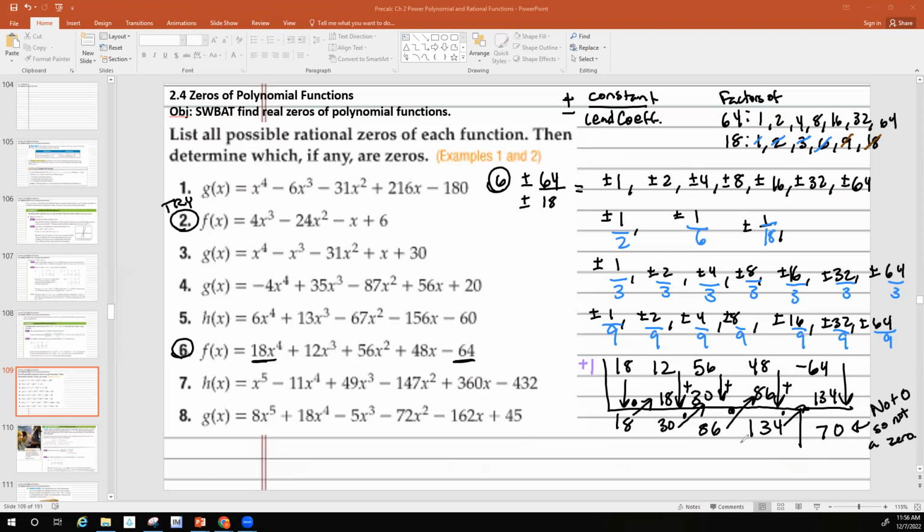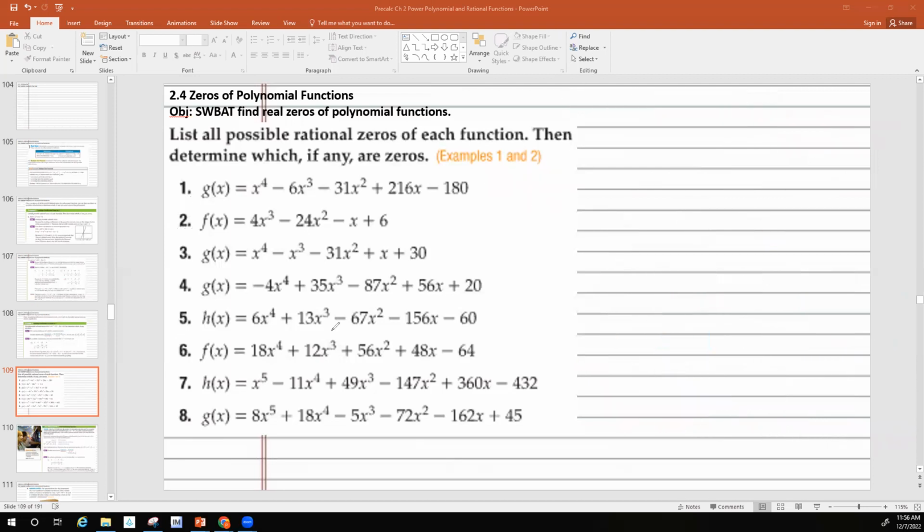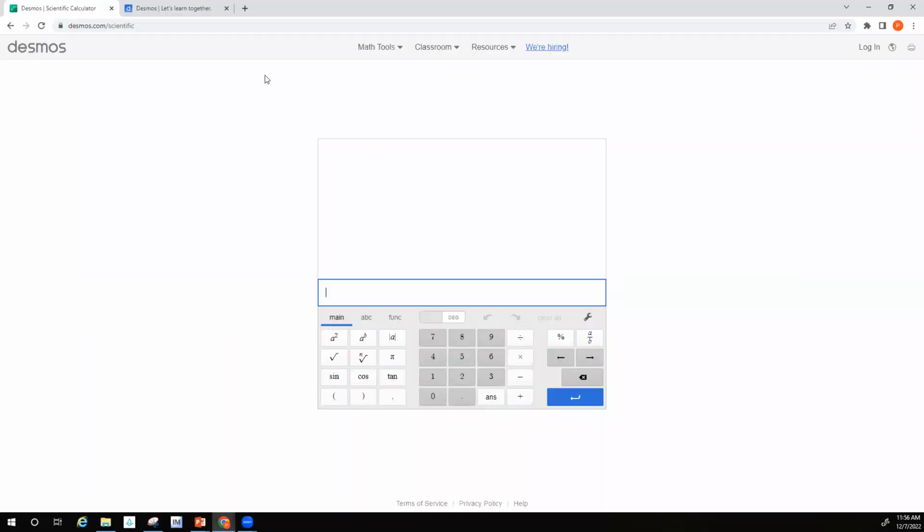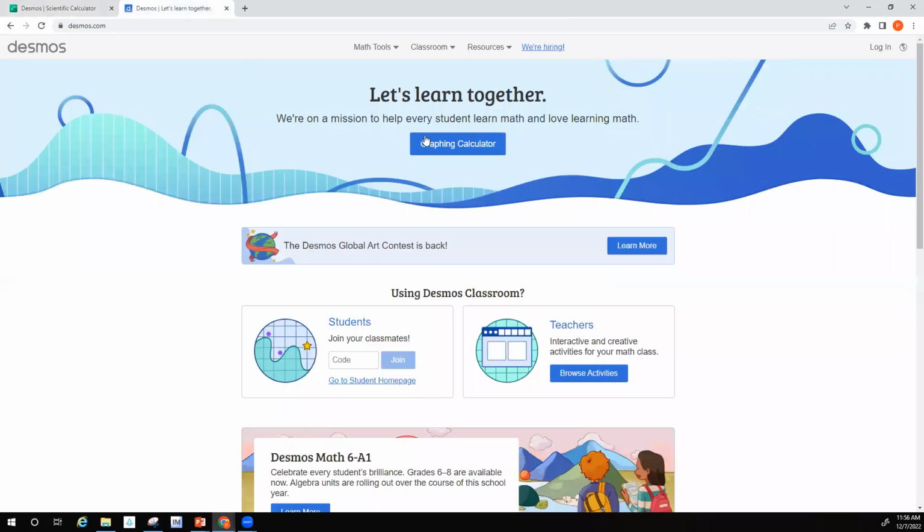All right. Now let me show you how you can use the graphing calculator. I'll put this away for now, and then I'll bring it back. Okay. So let's look at the Desmos. There we go. Use the graphing calculator.